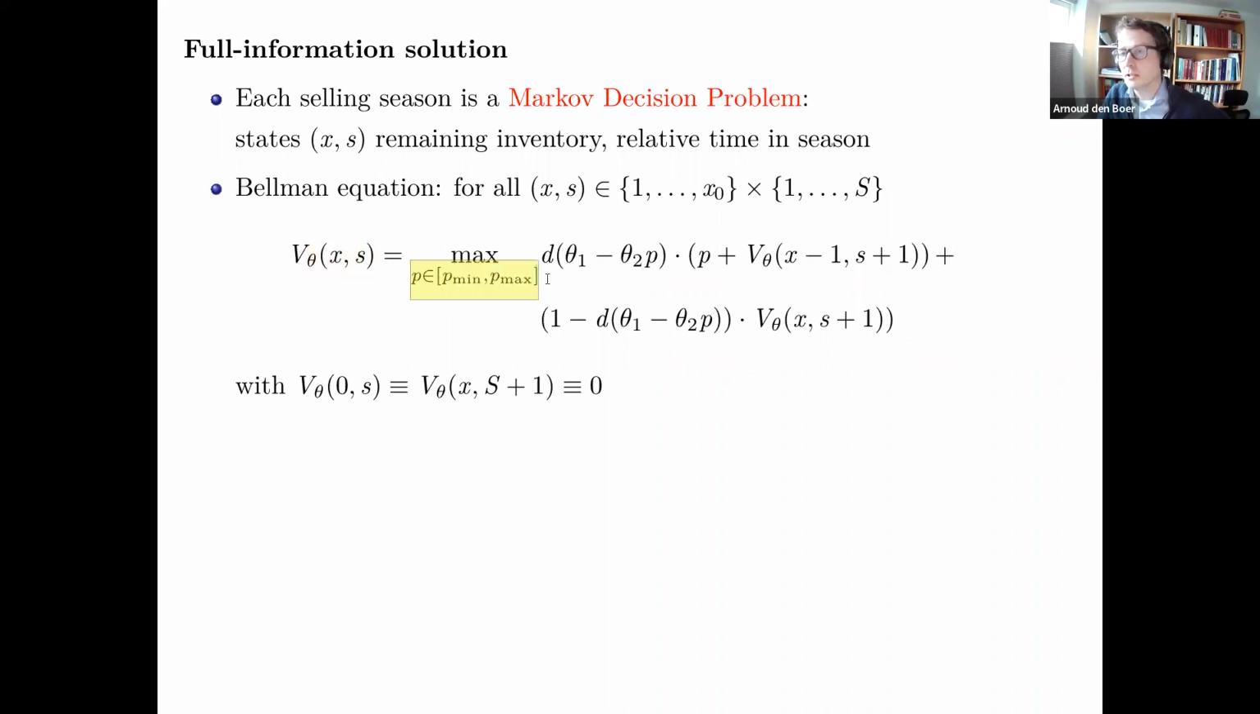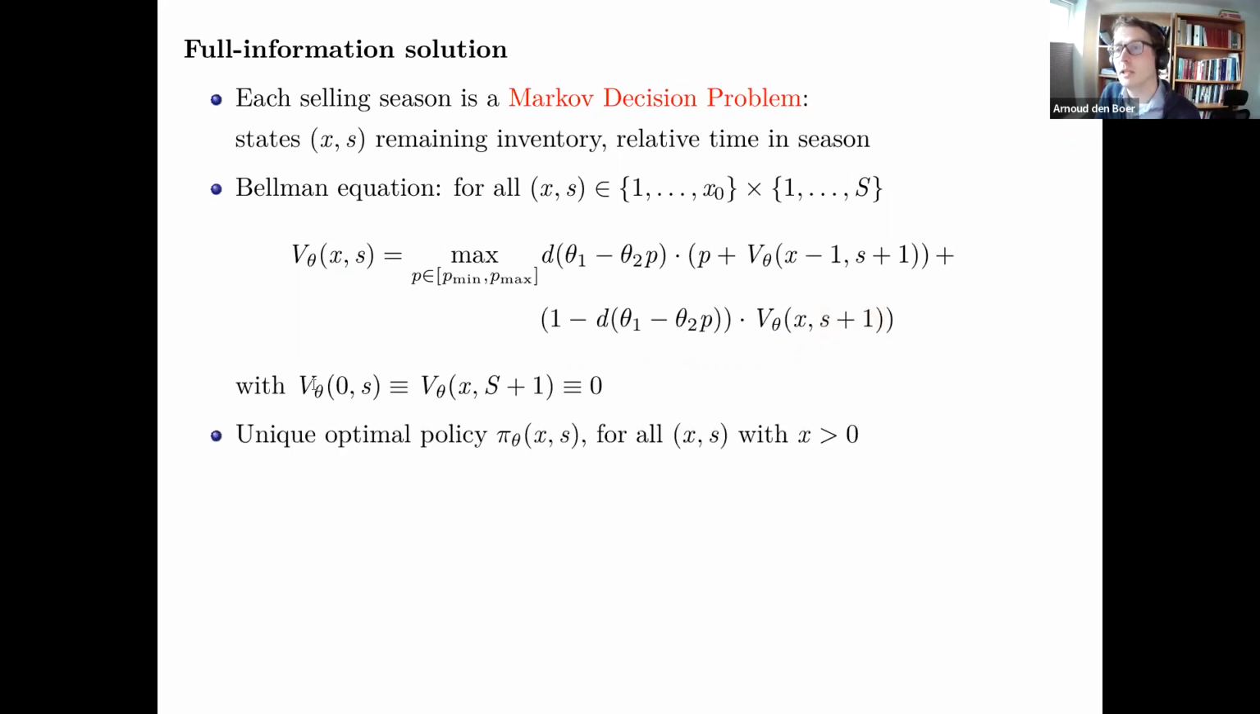I need to choose some price, then with probability D of this price, I sell something. Then I earn P, and in the future, I earn this quantity: the optimal thing I can earn when I have 1 unit of inventory less, and I'm 1 time step in the future. And with the remaining probability, I don't sell anything immediately. So I only have my future reward, which is V of X at the same inventory in S+1. You can solve this. You just start at the boundaries and then you go back.